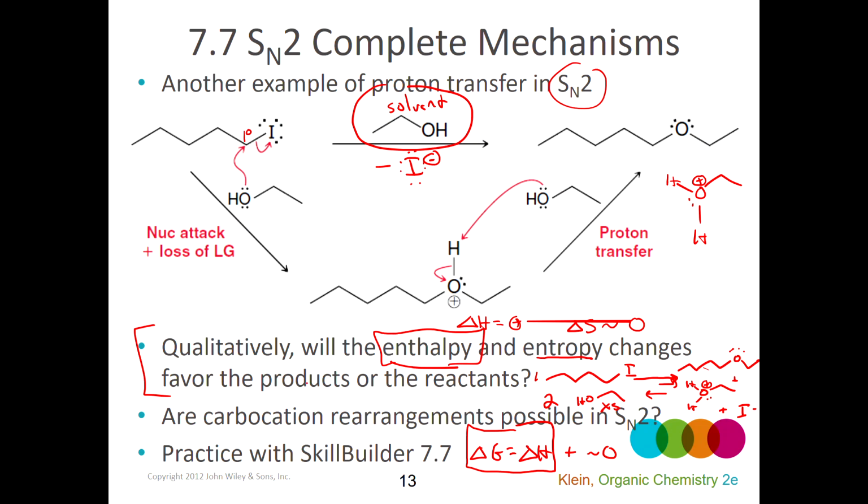Are carbocation rearrangements possible here? And the answer is no. There's no carbocation formed, so there's no way that a carbocation could rearrange if it doesn't even form to begin with.